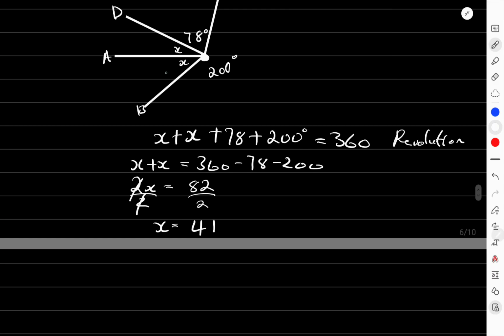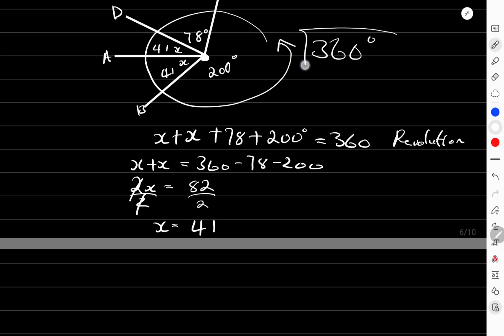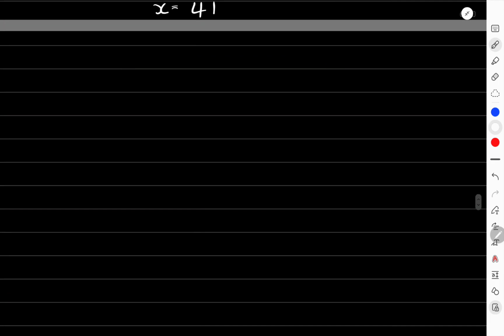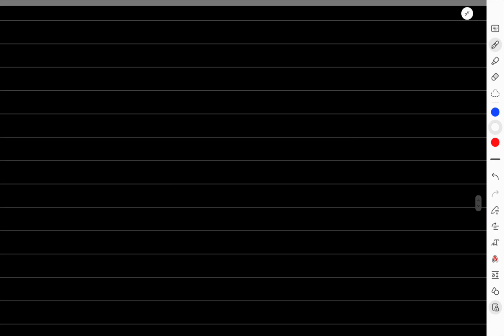Now it means here I have a right to substitute 41. Even here I have the right to substitute 41. If I add all of these together, I'm supposed to get 360 degrees because it is angles around a point, a revolution. Now let us go to parallel lines.